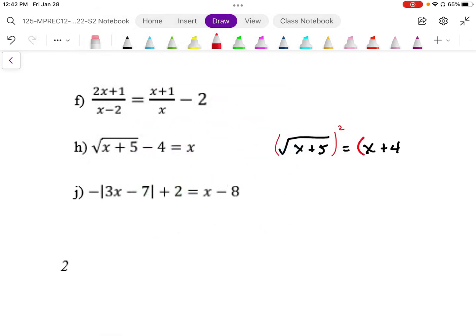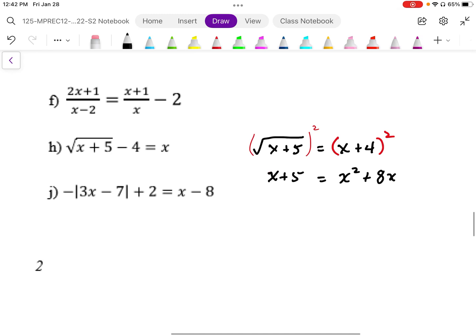we can square both sides, and on the right hand side I can now multiply. So I end up with x plus 5. This is going to be x plus 4 times x plus 4, so I'm going to FOIL this out. I'm not going to square across the plus. I'm going to multiply, so I'm going to get first, outside, inside, last. And I get that. It's really important that you never square across plus and minuses.